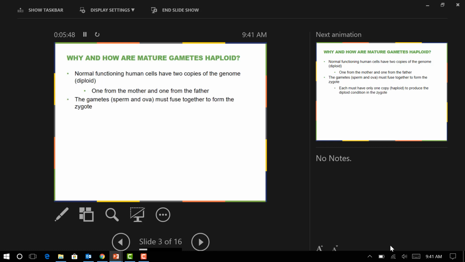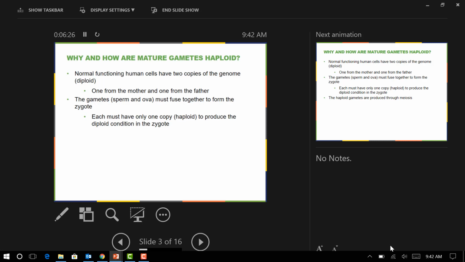So the gametes, sperm in males, ova in females, have to fuse together to form what's called the zygote, the first cell of the developing embryo. Each of these gametes has to only have one copy, or be haploid, so that when the sperm fertilizes the ovum, you get a diploid cell. Then your zygote is diploid, and every division after that, the cells maintain being diploid.